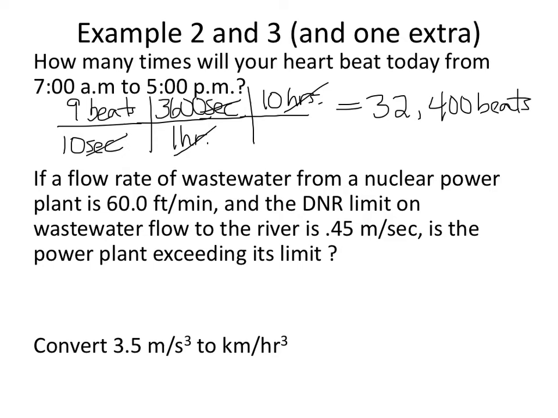Okay, now the next one, we've got a flow rate of wastewater from a nuclear power plant, 60.0 feet per minute. So we know there's 3 sig figs there. The DNR limit, you're told, is 0.45 meters per second, and you don't want to exceed that. So say you're the chemical engineer there, and you want to make sure that you don't exceed that, because if you exceed it and the DNR knows, then you have to pay a daily fine until you get that under control. But feet per minute and meters per second, that's comparing apples to oranges, and you want to compare apples to apples. So one of these has to change.